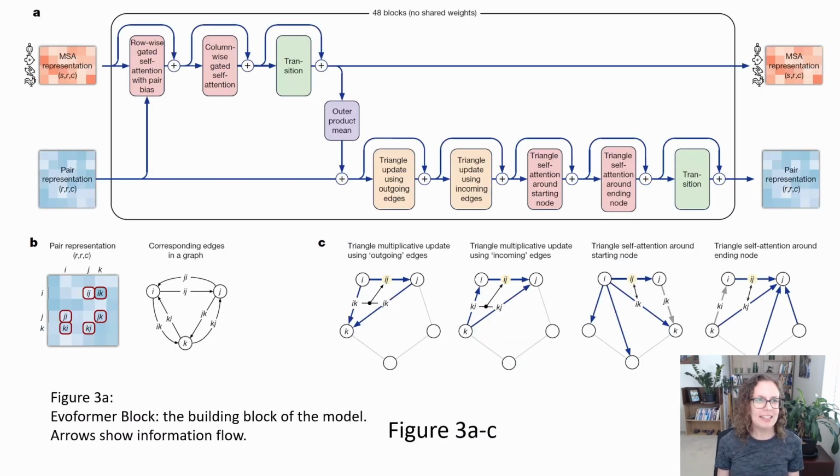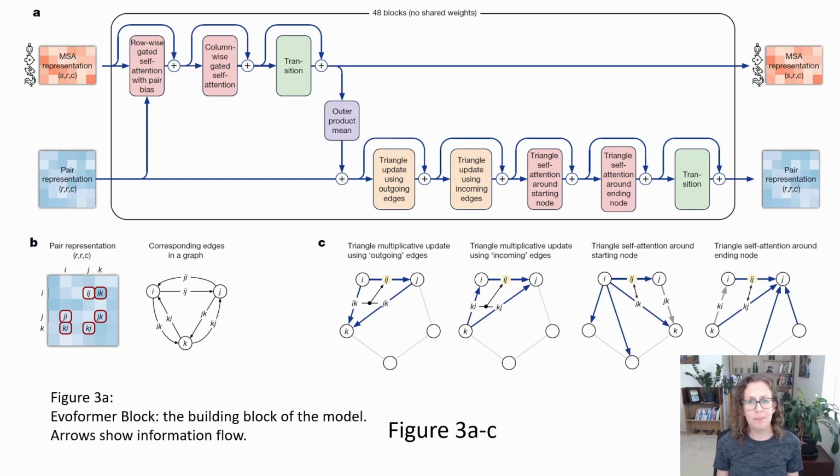Figure 3 dives into this evoformer block that I mentioned before. There are 48 of these in the model. It's a series of math operations performed on the multiple sequence alignment representation as well as the pairwise representation. It's just a series of math operations. You can see with the arrows how things are flowing through it.